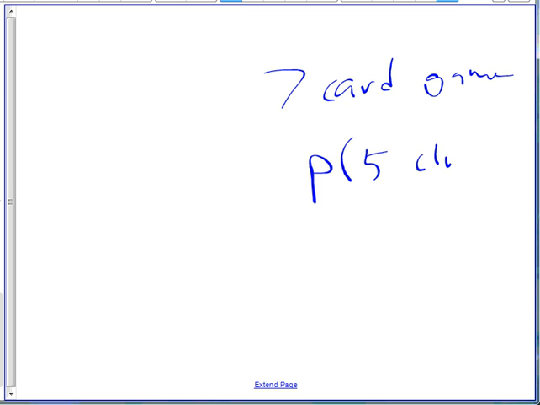Let's say that you're going to have a 7-card game. What's the probability that you will get 5 clubs? Because that is what's called a flush. And it's a really good hand if you've got 5 clubs, because you only play 5 at a time out of your 7. And if you can play the 5 that are all clubs, then that's a flush.